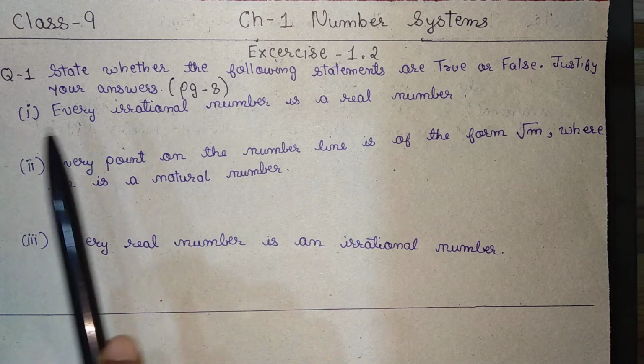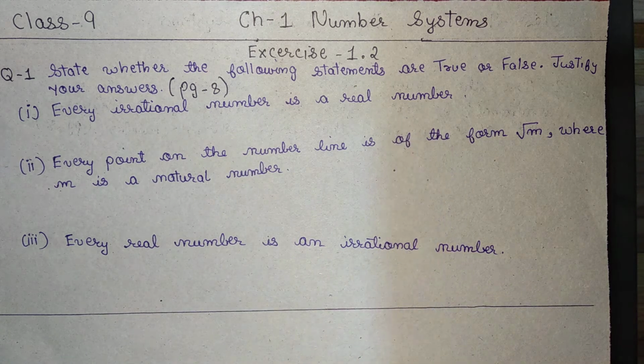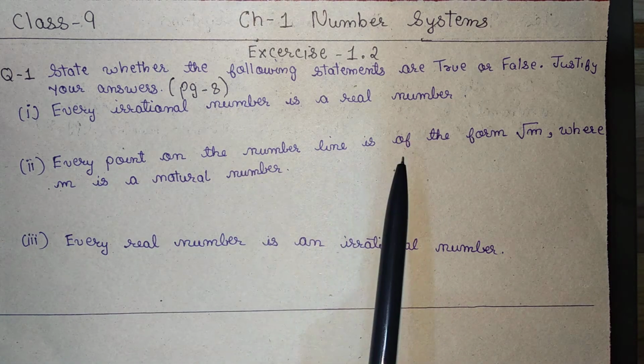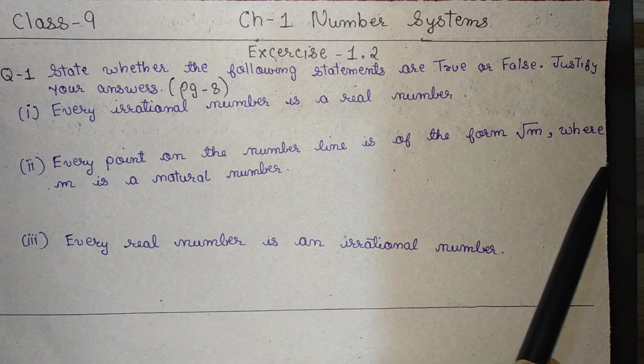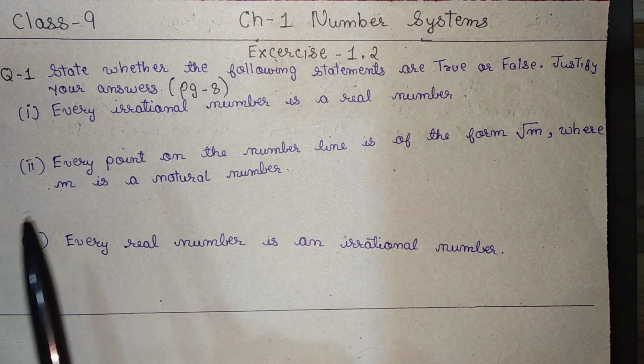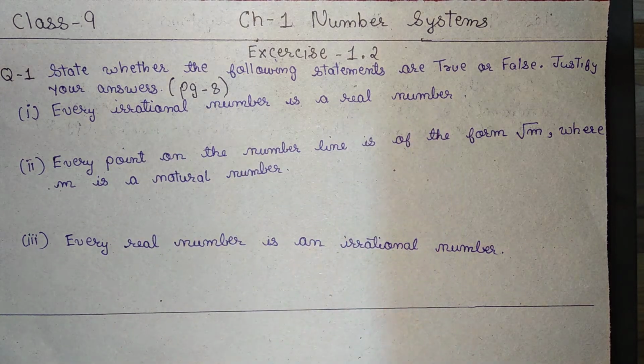The first question is, every irrational number is a real number. The second question is, every point on the number line is of the form root m, where m is a natural number. And the third one is, every real number is an irrational number. So here you might be wondering what is an irrational number and what is a real number.